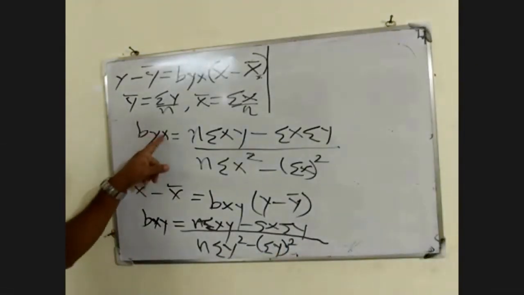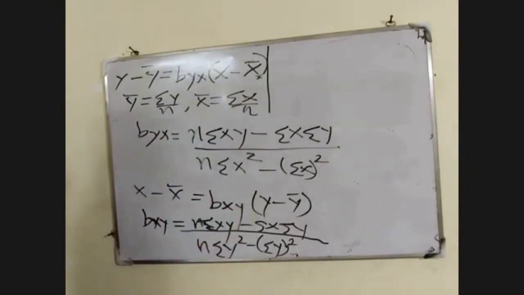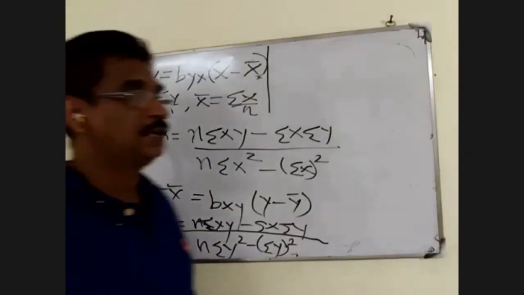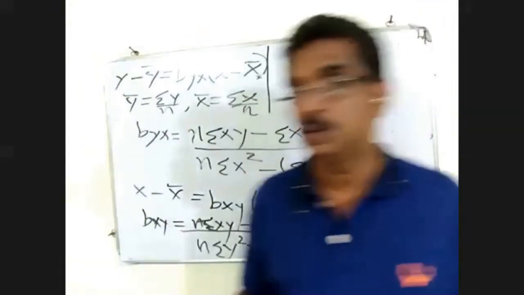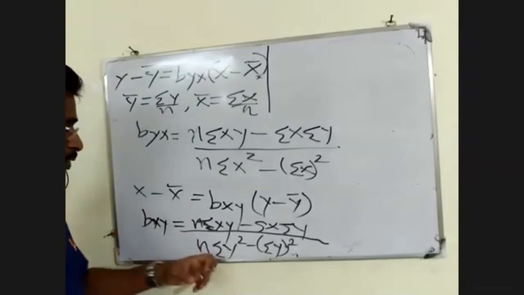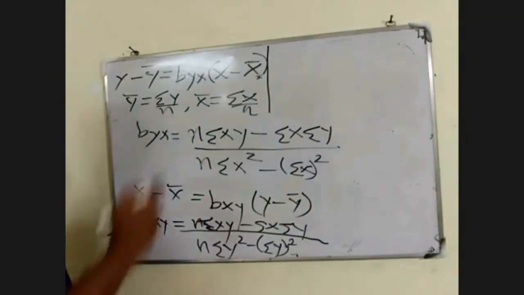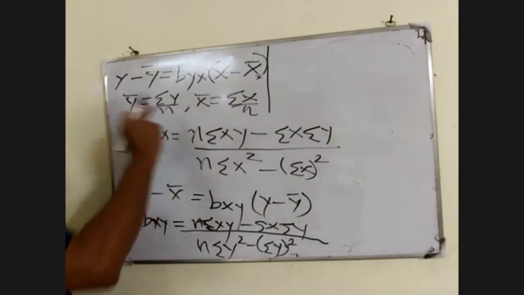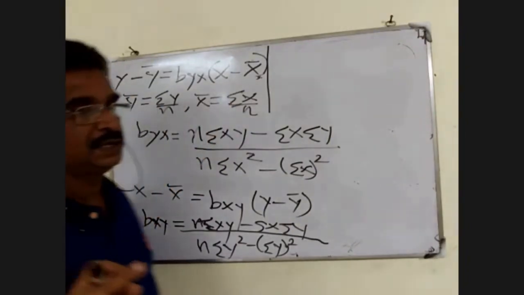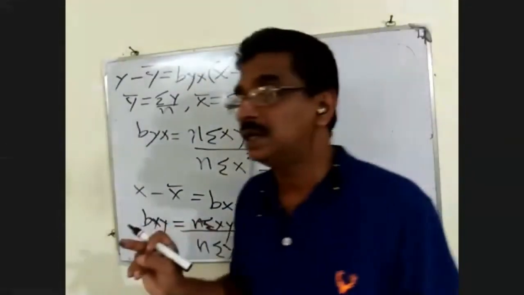In byx, x will come down. In bxy, y will come down. The numerator is the same, so it is easy to remember, but the denominator will change. The second variable will come in the denominator. Here for bxy, it is n sigma y squared minus sigma y, the whole squared. X bar you know is sigma x by n, y bar is sigma y by n. Clear? So it is easy to find the two regression equations, y on x and x on y.